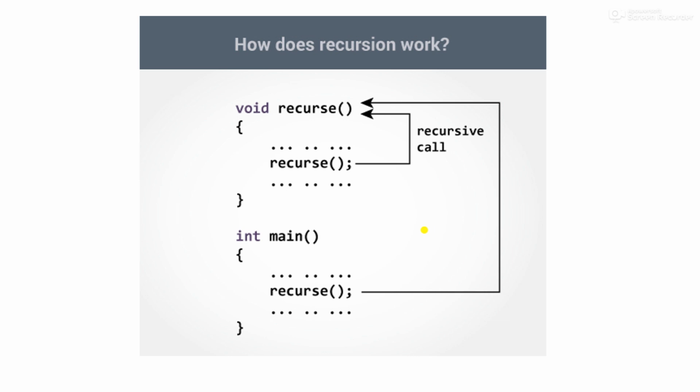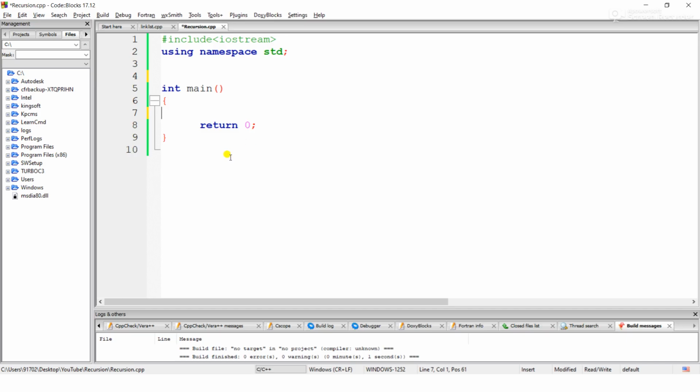So I will first discuss the difference. In the main function we call the recurse function, and in its definition we call the recurse function itself. Means a recursive function is one that calls itself. Okay, you can understand my example. I will code first and then I will discuss what is behind this.